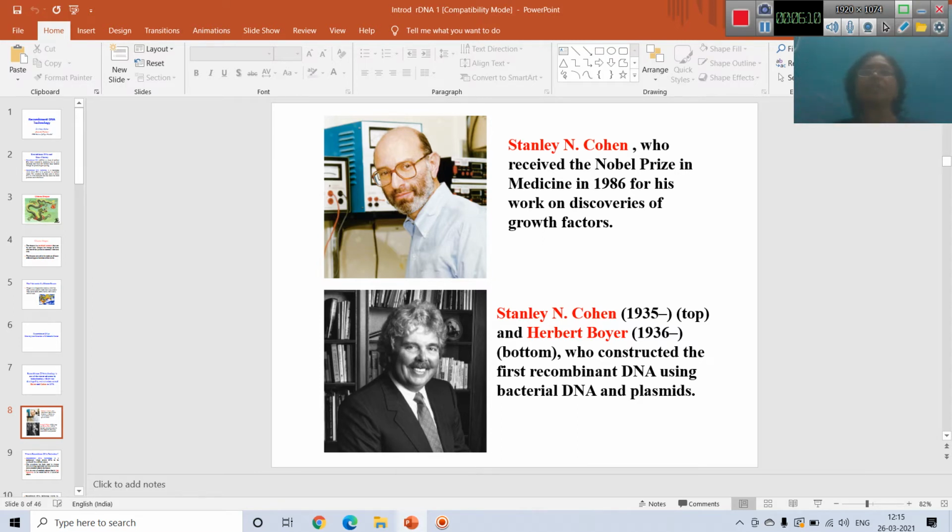So Stanley Cohen received a Nobel Prize in Medicine in 1986 for his discovery of growth factors. And Stanley Cohen and Herbert Boyer worked together, and they constructed the first recombinant DNA by using bacterial DNA and plasmids. Okay, so they took the bacterial DNA or the chromosomal DNA from bacteria, and they took the plasmid from another bacterial cell, and they joined them together to form the first recombinant DNA.